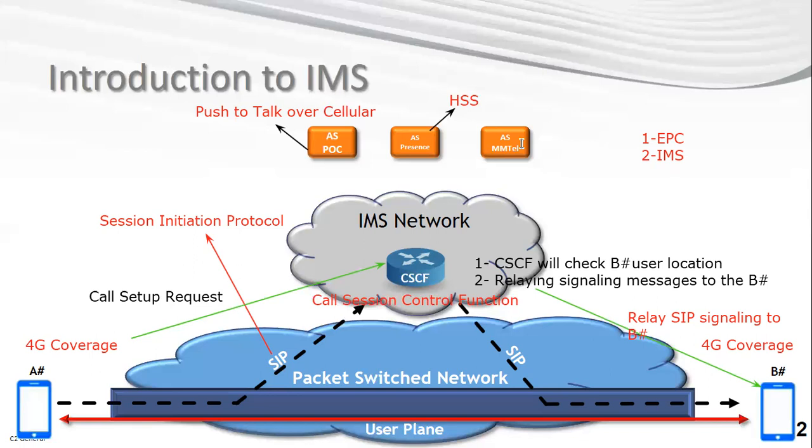And also MMTEL supports interworking between CS and IMS. So if there is an IMS user that wants to talk to a CS user, and CS user means that this user is under 2G and 3G, so he's using a CS voice call, who supports this is the MMTEL.